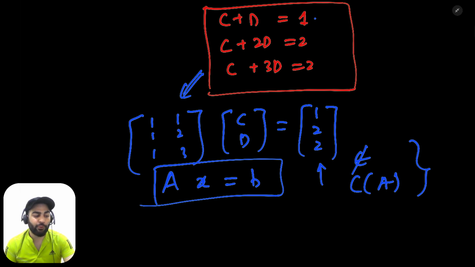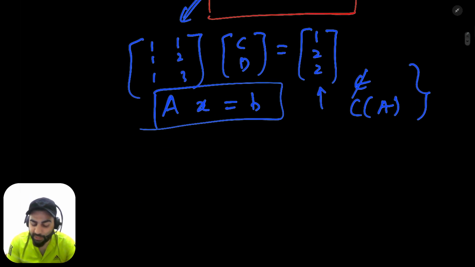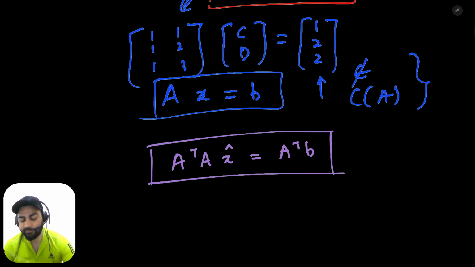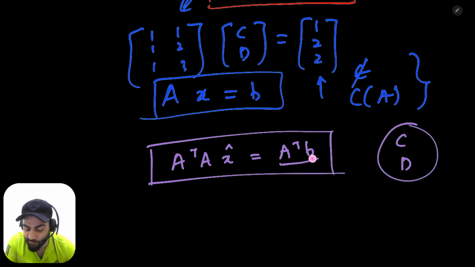If you remember the projection, what we tried to do there was solve A transpose A x hat is equal to A transpose b. This is from the projections. We had to find this x hat and then we find the projection. So now I'll solve this equation and I'll get the values of C and D, and this gives me the point P which is nearest.